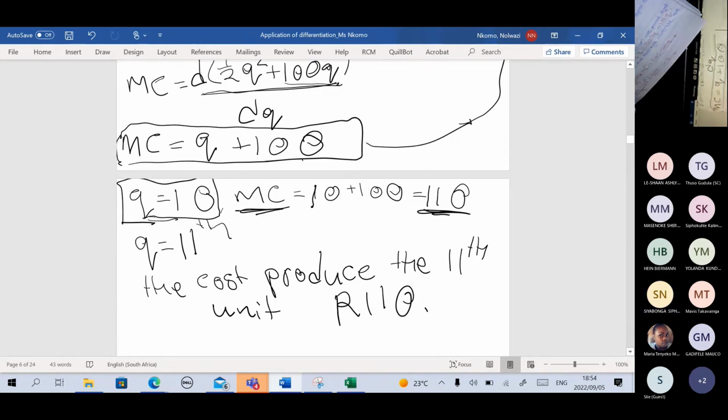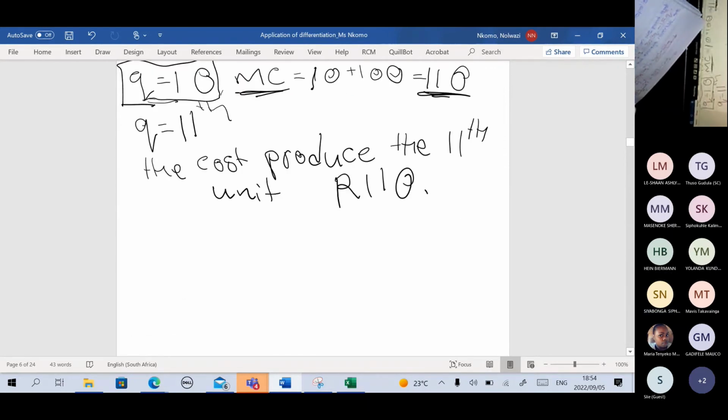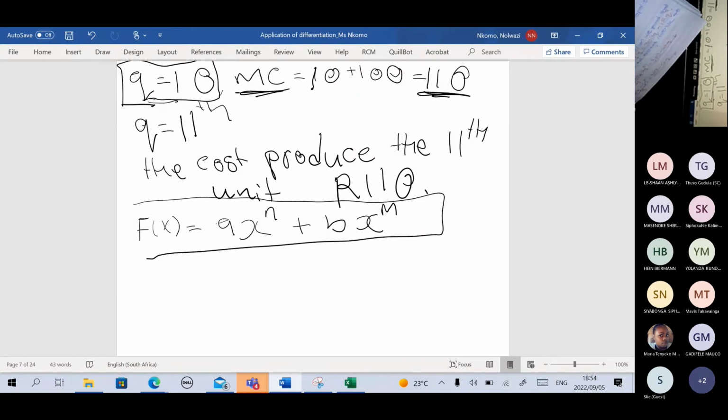Okay, back to the previous chapter. F of x is equal to A x to the n plus B x to the m. Suppose we are given a function like this, and we also find its derivative, meaning we find the derivative of f with respect to x, right?